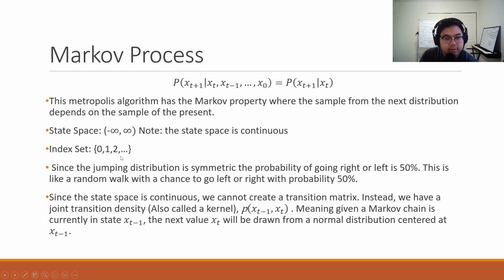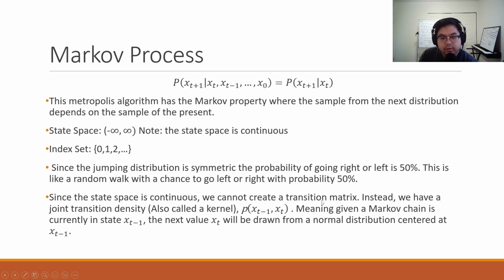The index set here is the number of iterations. Obviously, theoretically, that can go to infinity, but in applications we can't hit infinity, so it's some arbitrarily big number. Since the jump is a symmetric jump in our case for the Metropolis algorithm, we're going right or left with a 50% probability. This is like a random walk with the chance of going right or left with a probability of 50%. We'll get into that when we're talking about the stationary distribution and proving the uniqueness of the stationary distribution.